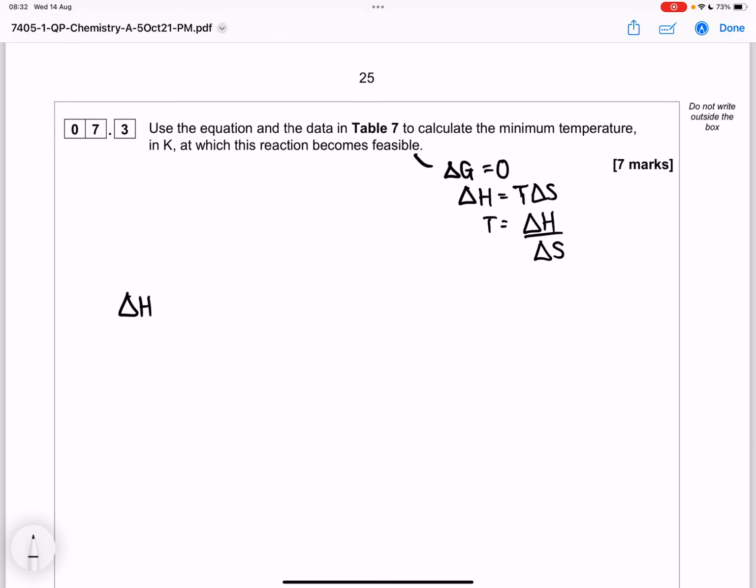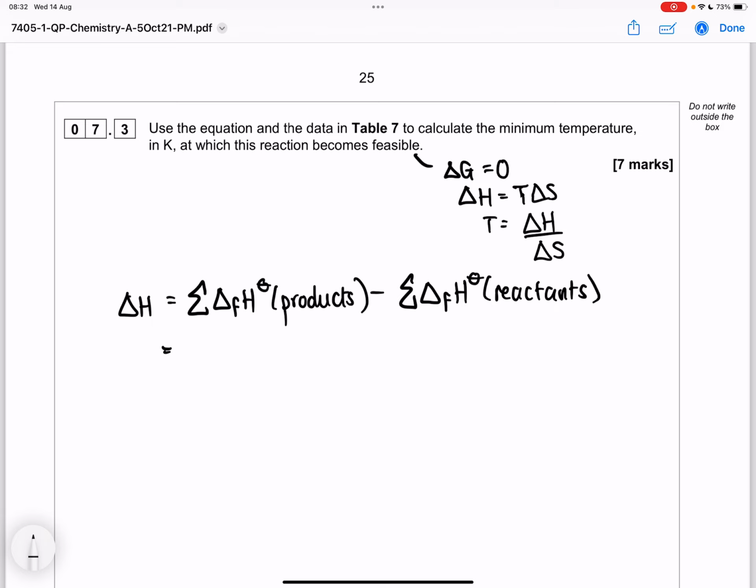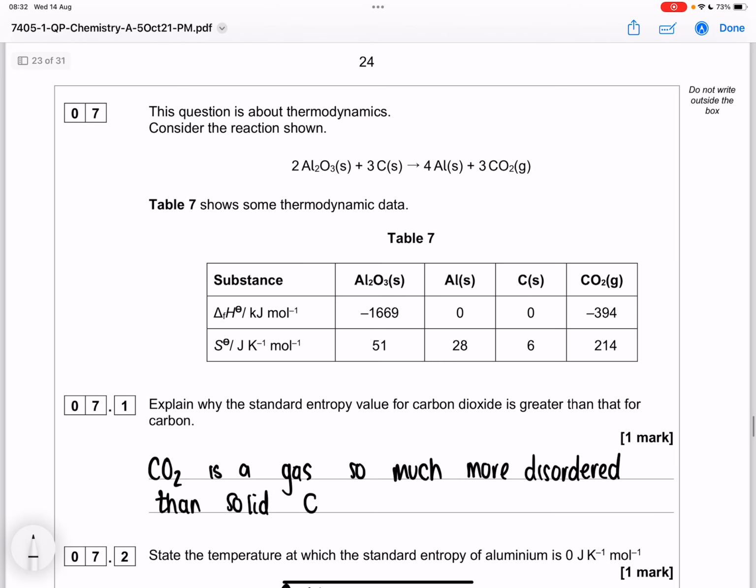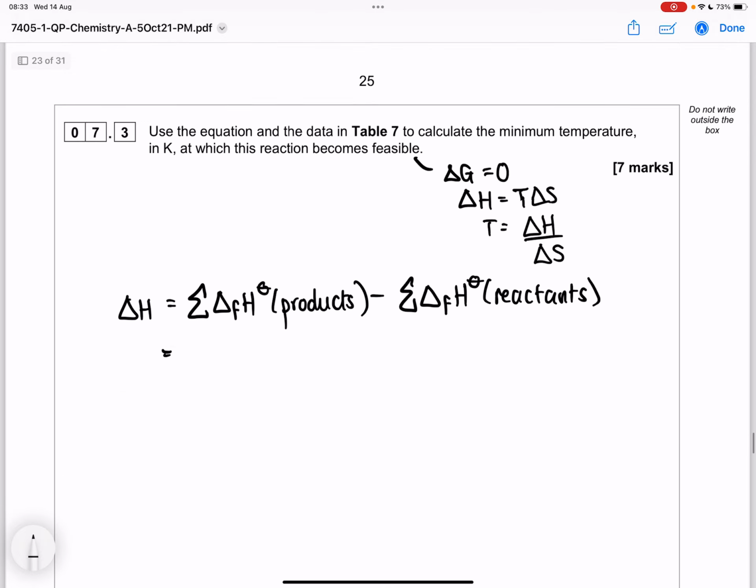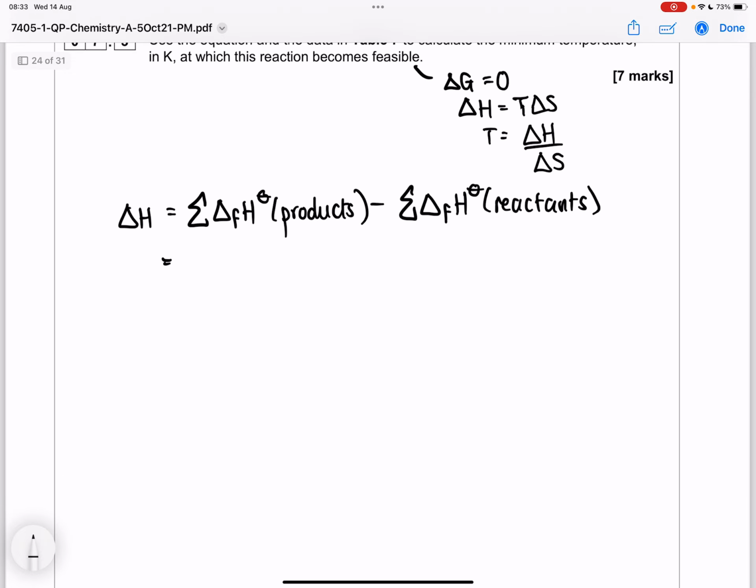So delta H, we're going to do the sum of the enthalpies of formation of the products minus the sum of the enthalpies of formation of the reactants. So we're going to go back and have a look. See, we go all the way up here. So we want the products, 4 aluminiums and 3 carbon dioxides. So we want 4 lots of 0 and 3 lots of minus 394.